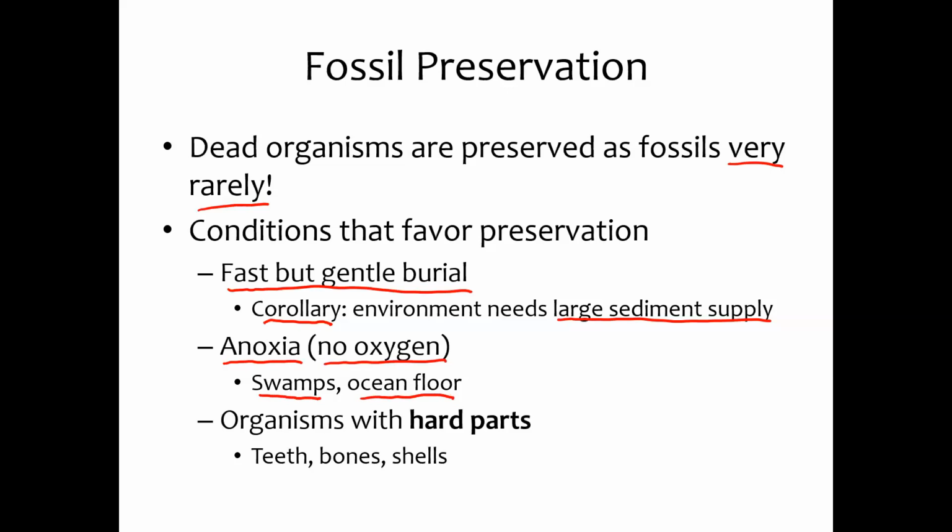Another condition that favors preservation is related to the organisms being preserved themselves. When organisms have hard parts, not like skin, but like teeth, bones, and shells, those hard parts are much easier to preserve because they're much slower to break down. It's very rare to have fossils that have any preserved soft parts to them, but it's much easier to preserve things like bones and teeth.